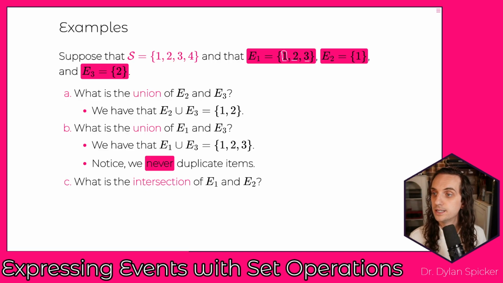Is the 2 in E2? It's not, so we're going to be removing that. Is the 3 in E2? It's not, so we'll remove that. And we're left with just the set that contains a 1 here. Right? So the intersection of E1 and E2 is just a 1.